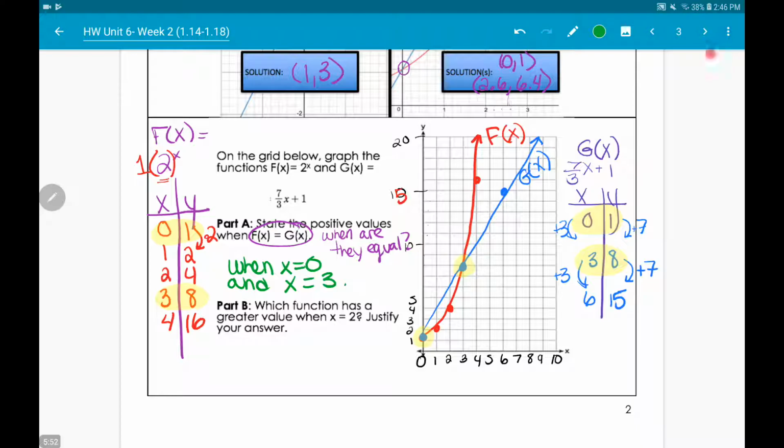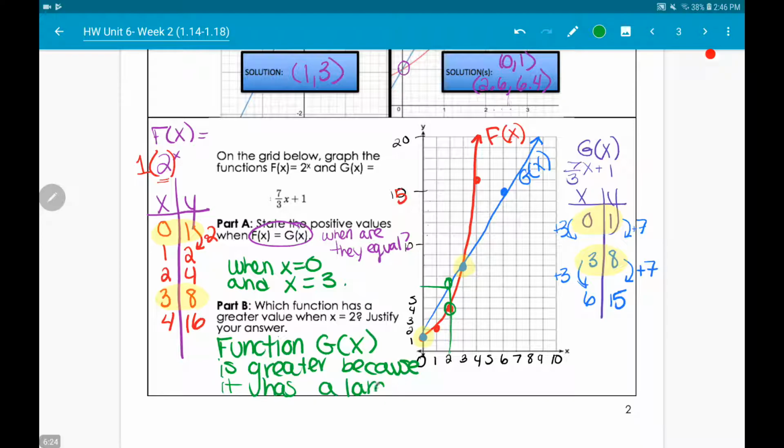Okay, which function has the greater value when x equals 2? So if I look at 2, I see these 2 values. So which function is greater there? So that would be function g of x is greater because it has a larger y value. All right, bring this to class with you.